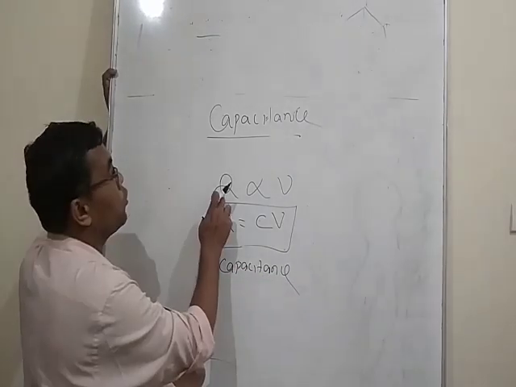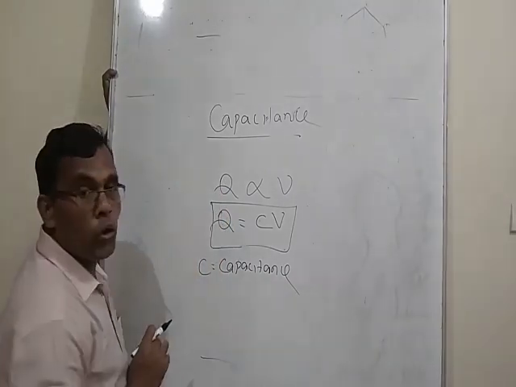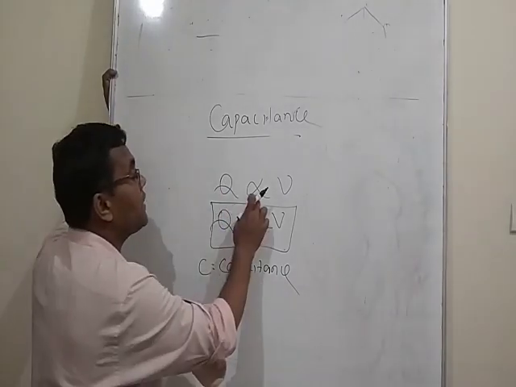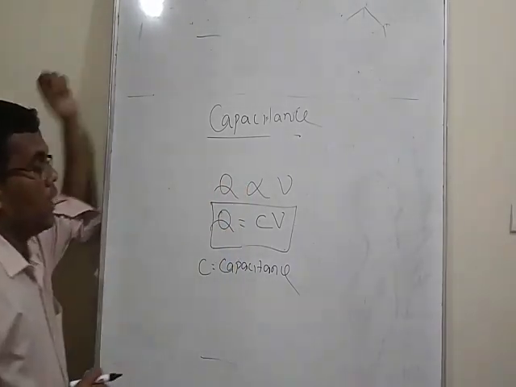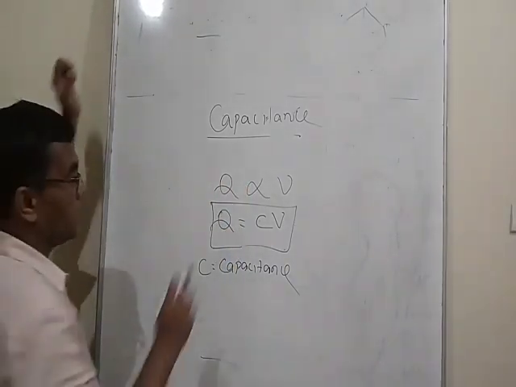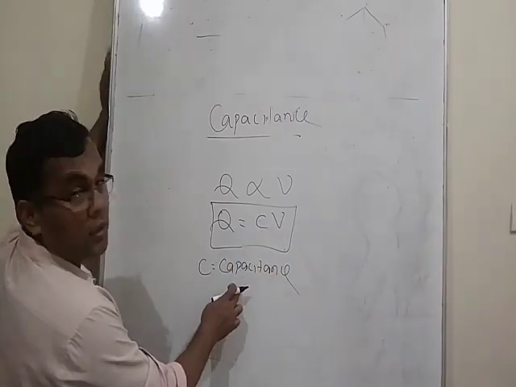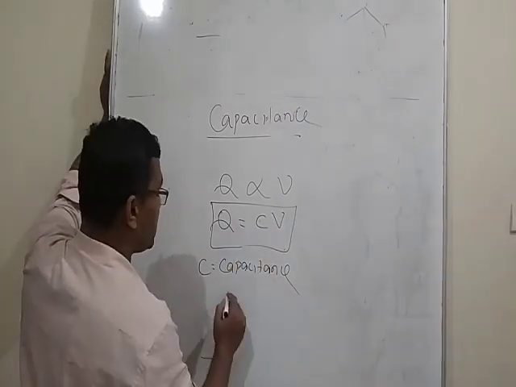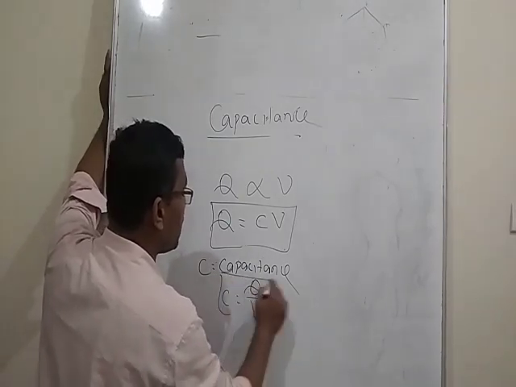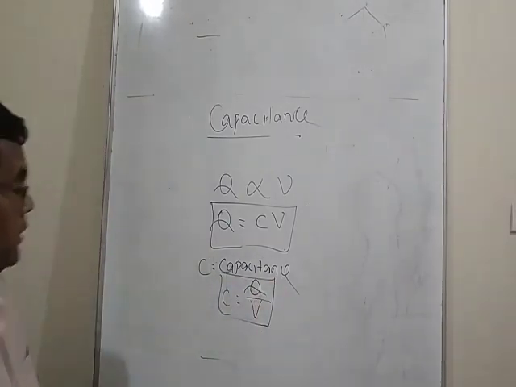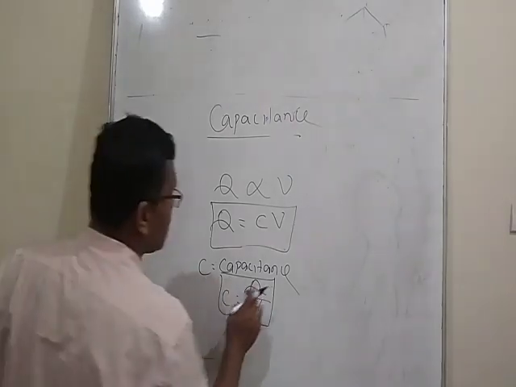The amount of charge Q held by the capacitor through a potential difference of V volt: Q is proportional to V, and Q is equal to CV. C is the constant that is known as the capacitance. The capacitance C is equal to Q by V.